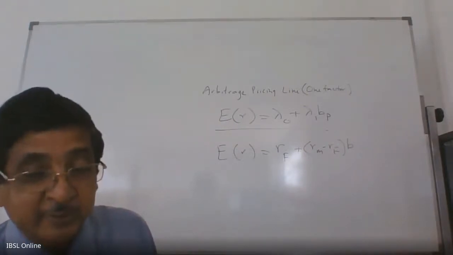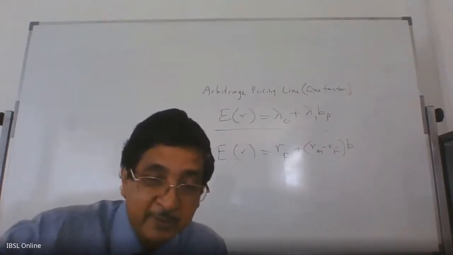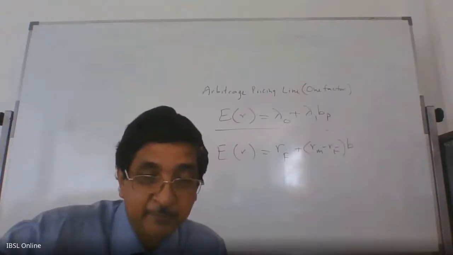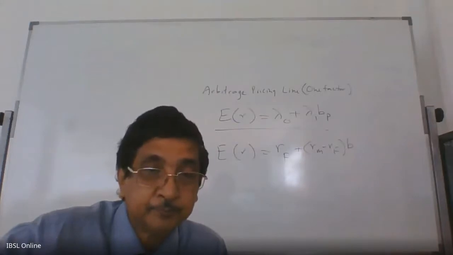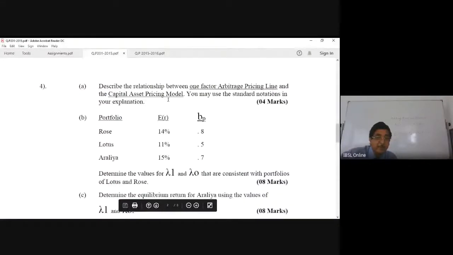And in this question, the question asked is the comparison of arbitrage pricing theory and the capital asset pricing model equations. Describe the relationship between one factor arbitrage pricing line and the capital asset pricing model. So that is why I did here. I have just given the one factor arbitrage pricing line. That line is reported as ER is equal to lambda 0 plus lambda 1 BP. That I gave on the board.